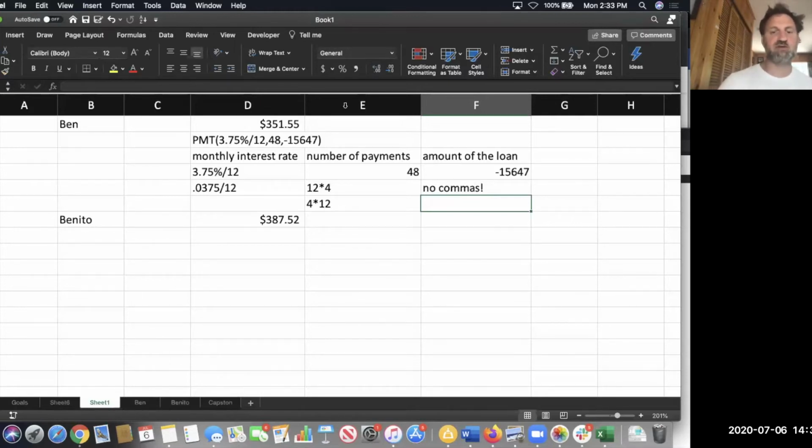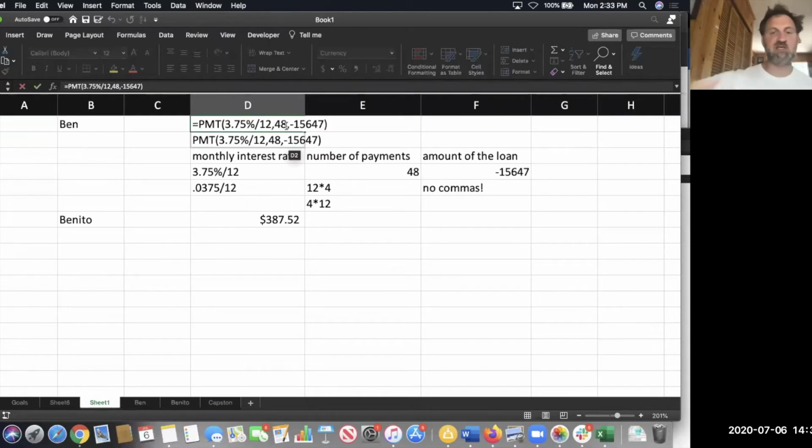Any questions about the formula? Remember, this is the way it actually looks. You have the equal sign, then PMT, then the open parenthesis, and then you have 3 what are called arguments separated by commas. There's 2 commas there. The first one's the monthly interest rate, then the number of payments, and then the amount of the loan.